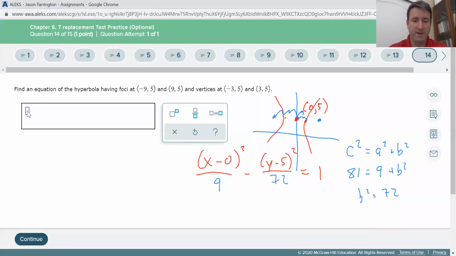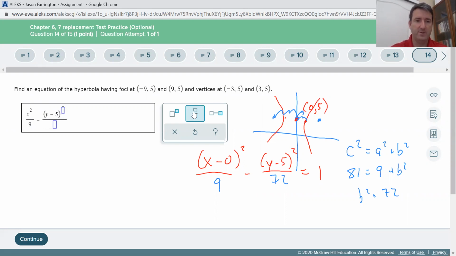We're going to have x squared over 9 minus y minus 5 squared over 72 is equal to 1.